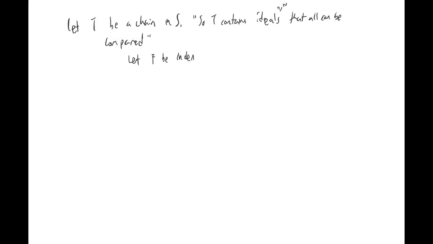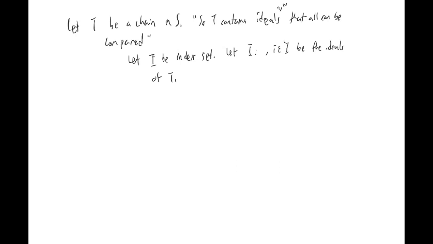So I could let capital I be an index set. Because T could be infinite, right? So we're going to let I_i for i in I be the ideals of T. The reason we put an index set is because infinite could be many different types of infinite. Like it could be something I can't write out.